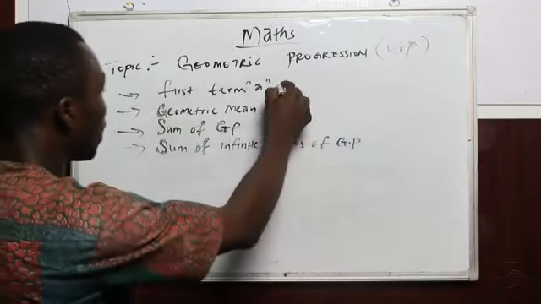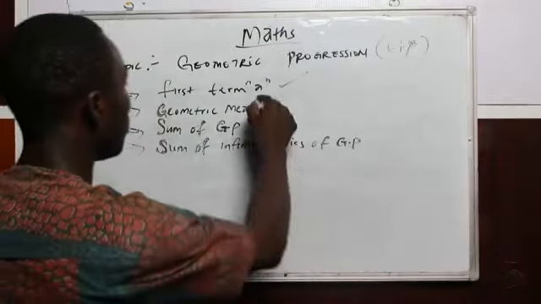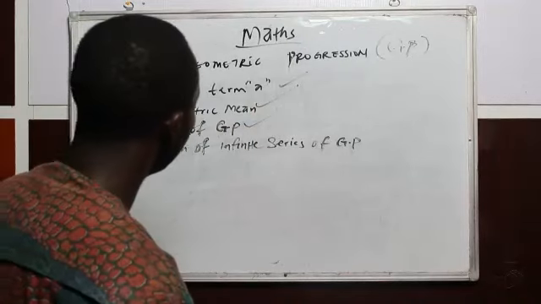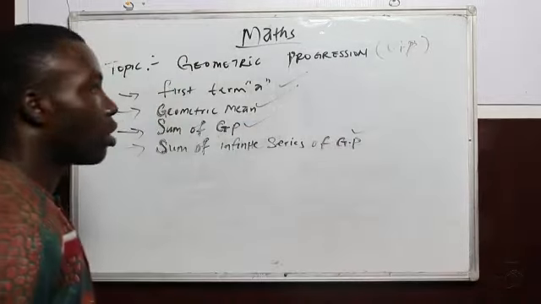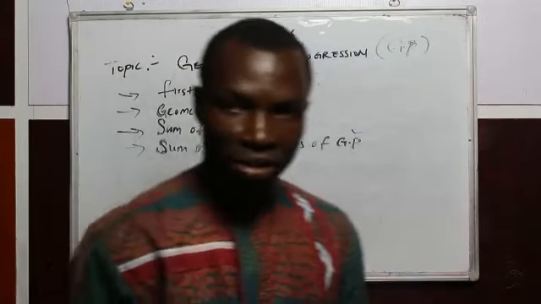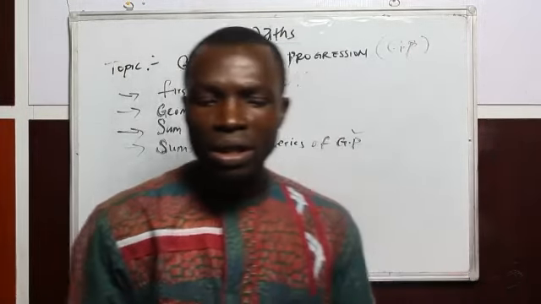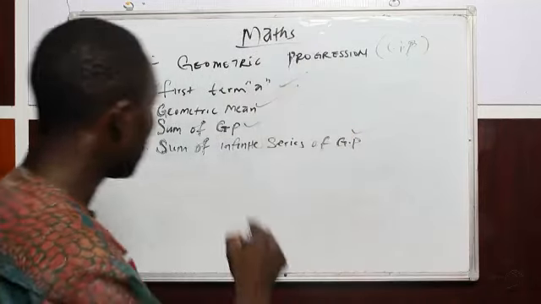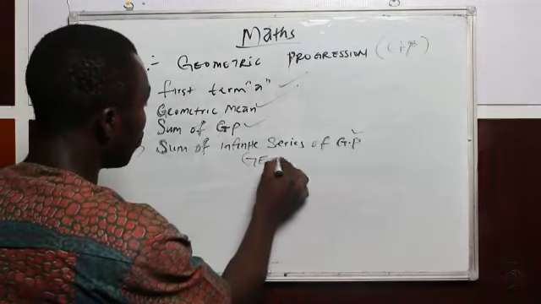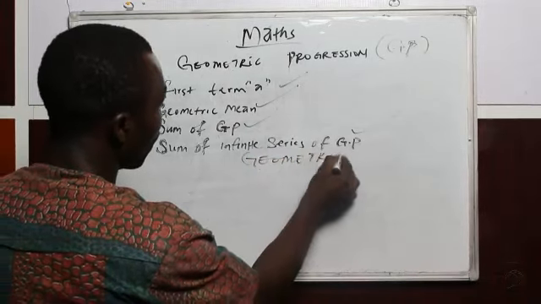Look at the first term. We are going to consider the first term. Geometric means the sum of a geometric progression and the sum of an infinite series of geometric progressions. Now, what is the meaning of the first term of a GP? That is what we are going to see.